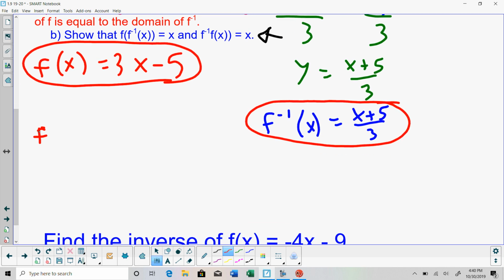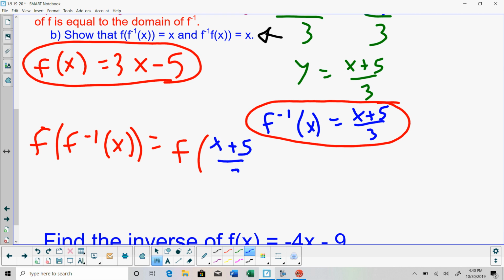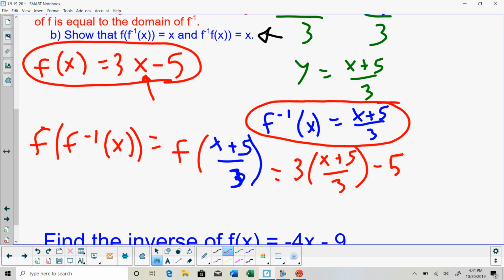Let's back up. I want f of f inverse of x, and I want to show that that's equal to x. So I'm going to plug in my inverse function, which we said was (x plus 5) over 3. Then let's see what we get. I plug that in where the x is, so I get 3 times (x plus 5) over 3, minus 5.